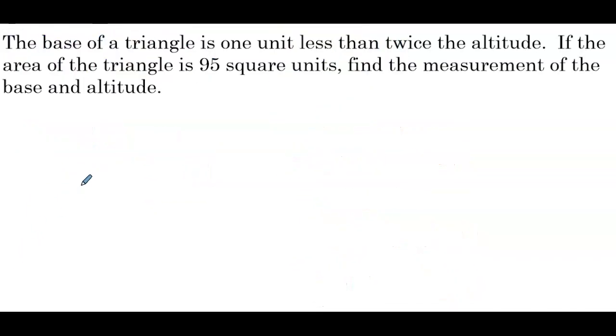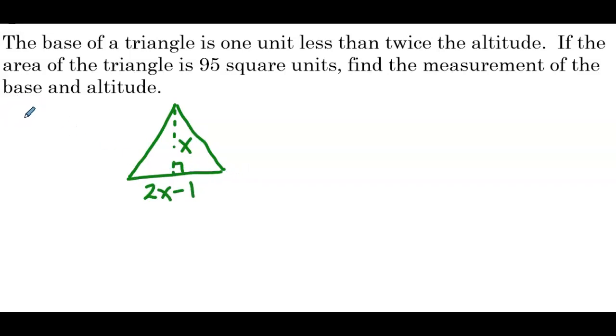The base of a triangle is 1 unit less than twice the altitude. If the area of the triangle is 95 square units, find the measurement of the base and altitude. So let's draw a triangle. And here we have the altitude. So the base of a triangle is 1 unit less than twice the altitude. So if we define x to be the altitude, then 2x minus 1 is the length of the base.